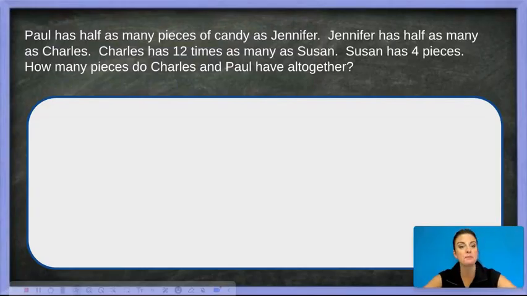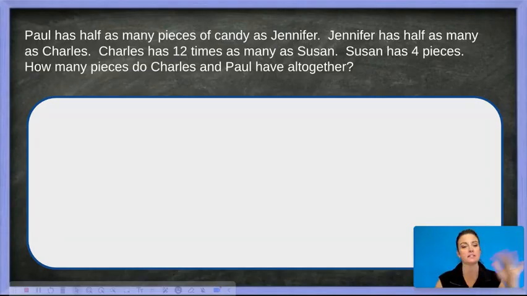All right, so this next problem is more of a scenario problem, so let's check it out. Paul has half as many pieces of candy as Jennifer. Jennifer has half as many as Charles. Charles has 12 times as many as Susan, and Susan has 4 pieces. How many pieces do Charles and Paul have all together?